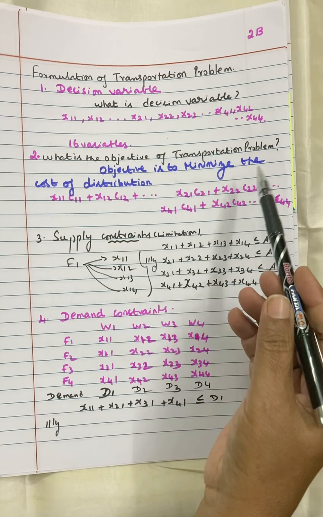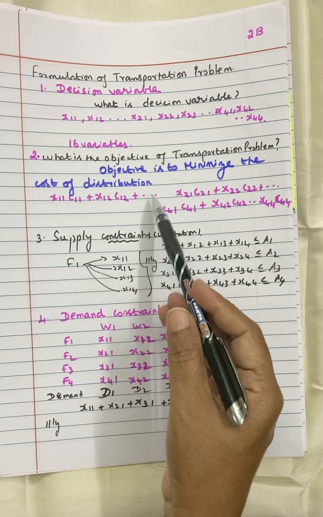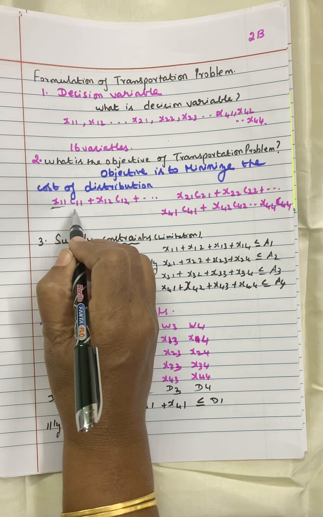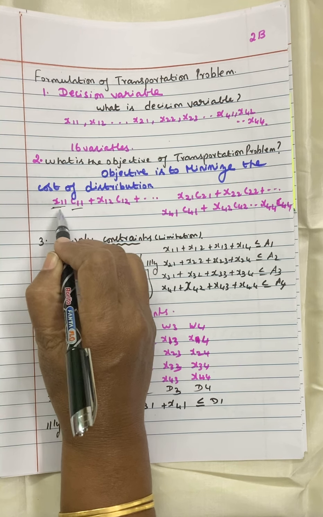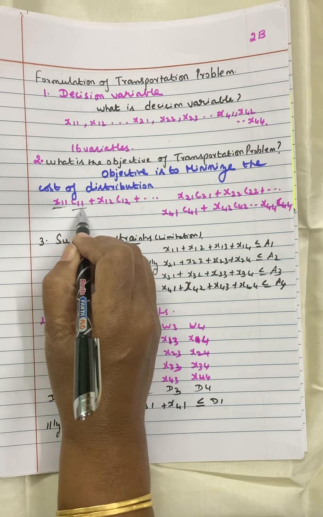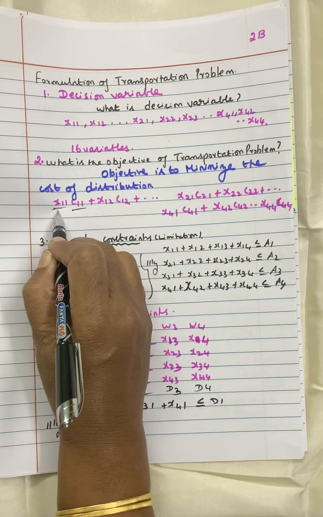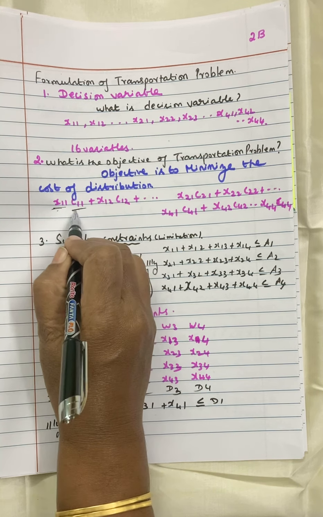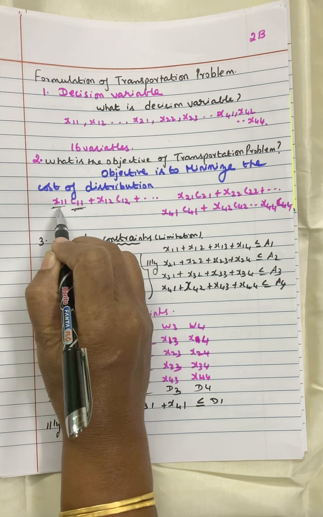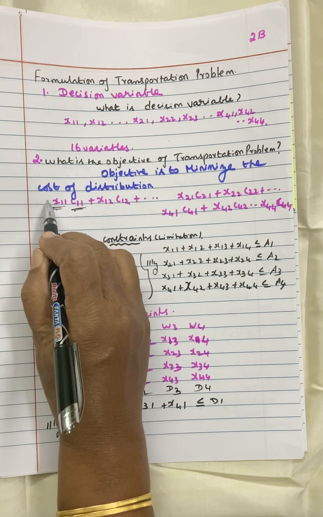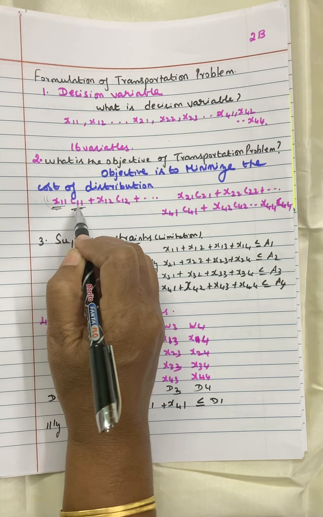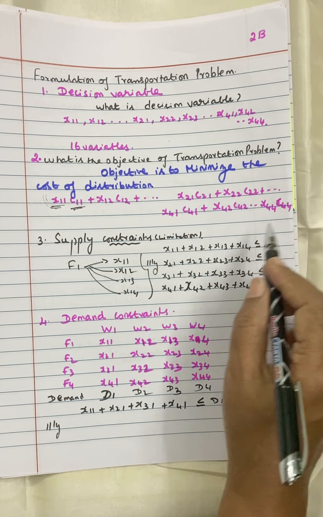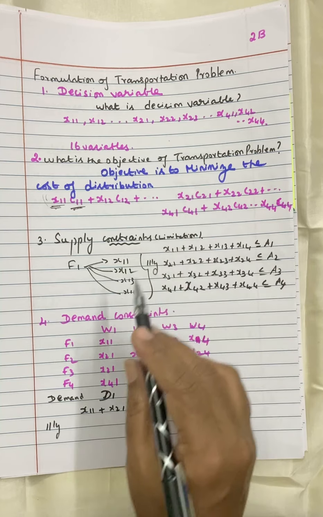What is the objective of the transportation problem? We already saw it: only to minimize the cost. This is the number of products, and this is the cost for the product. If you multiply, you will get the total cost. This is the cost per unit. For example, 1 pen costs 2 rupees means 10 pens cost 20 rupees. This is the cost of 1 unit for transportation. I have transported X11, so many units. So X11 into C11, plus X12 into C12, etc., X44 into C44. So this is the total cost. We have to minimize this.